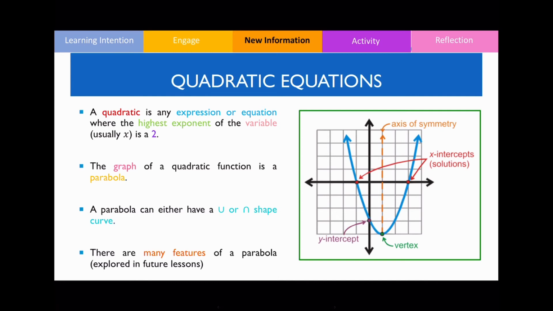In this case over here, you've got a happy face curve, and there are many features of a parabola that we're going to be looking at in the next lesson. As you can see by the image on the right hand side, there's the vertex, which is also referred to as the turning point.